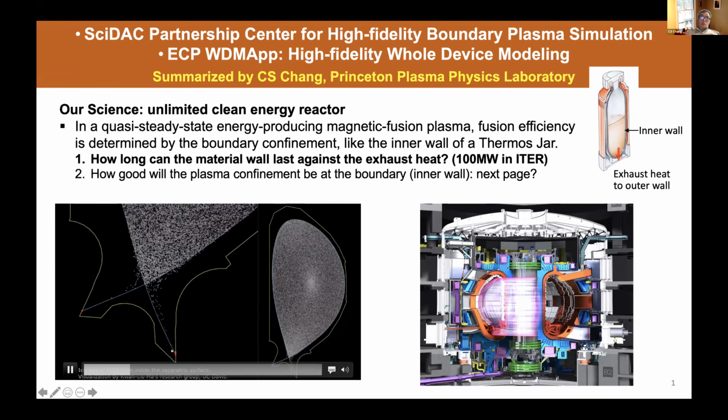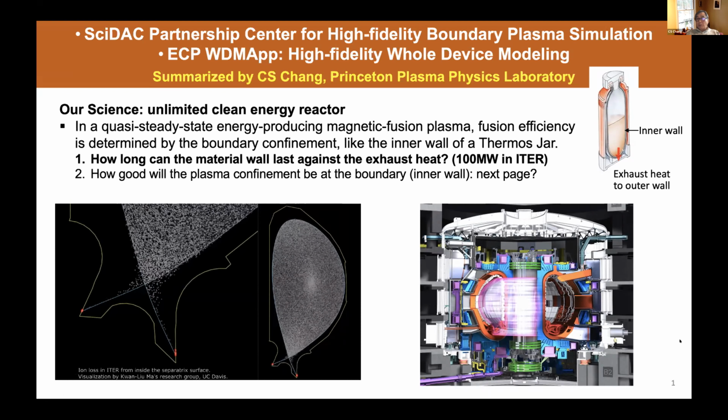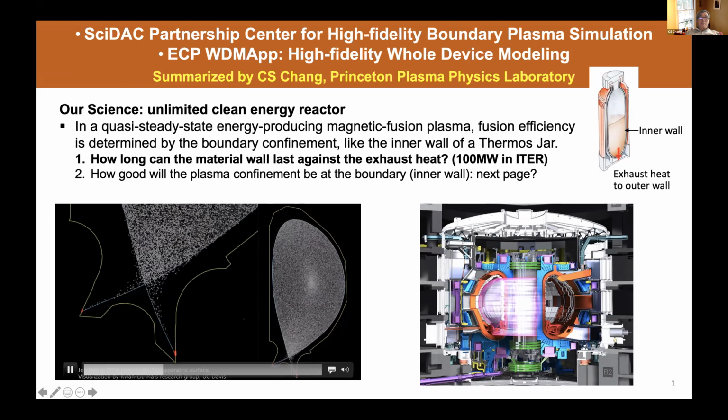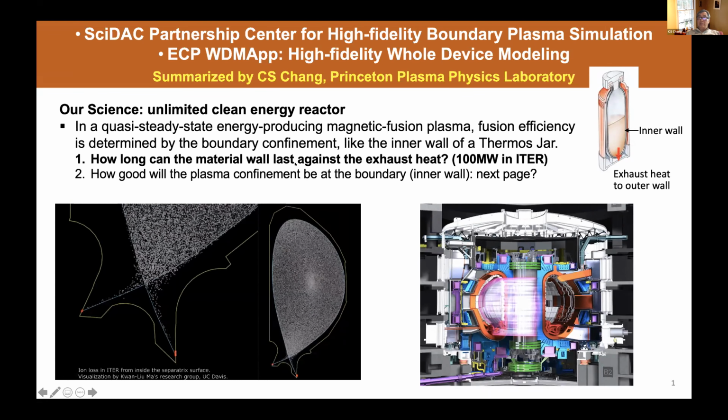There is a big issue. If we don't do anything about it, it may last only 1 second. The machine, this part, the red part, may last only one second or even milliseconds. That is a huge problem. So that's the problem we're going after. Thanks to ADIOS, we already have a simulation result on this.